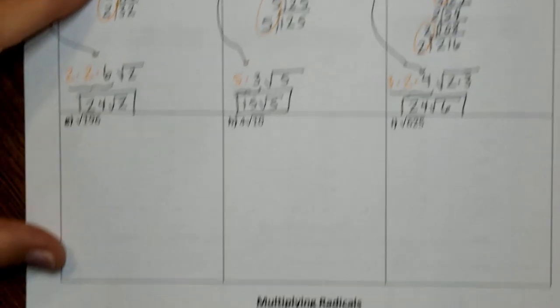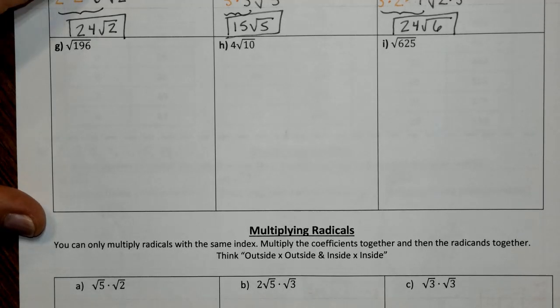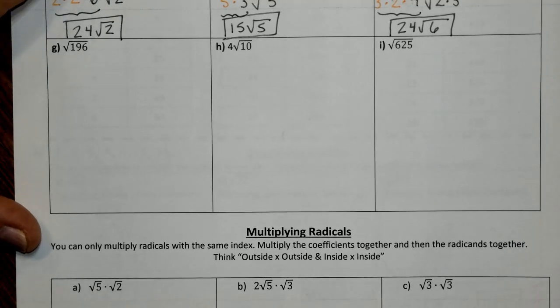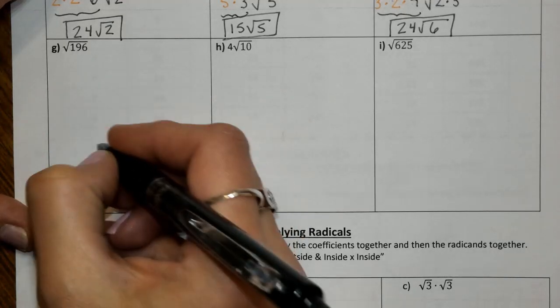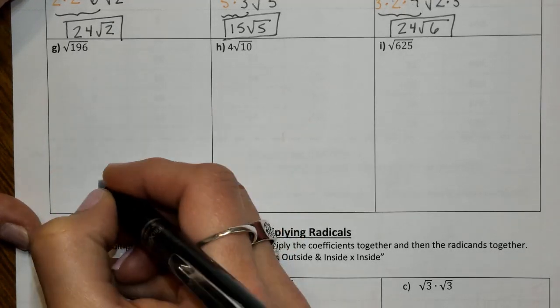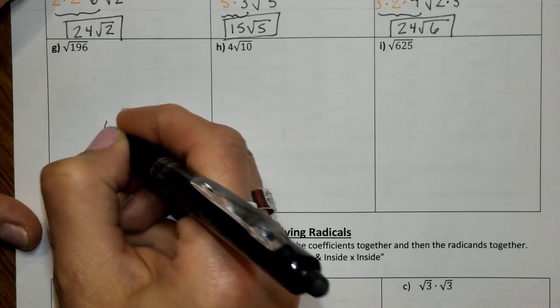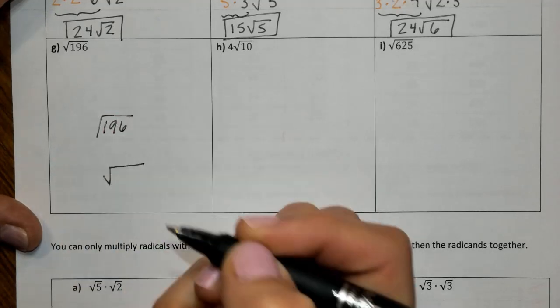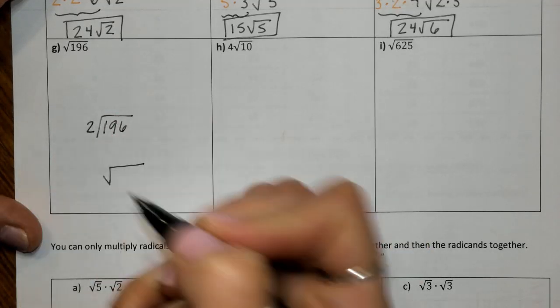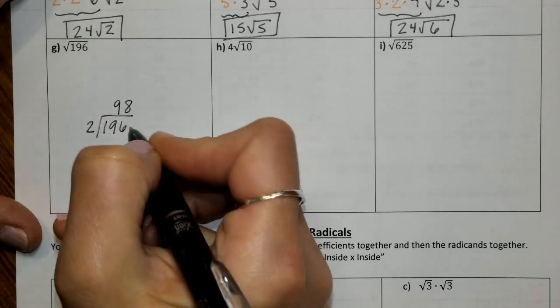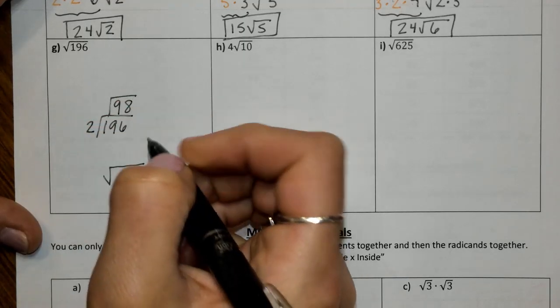Okay. All right, next, let's see what happens with G. There are no numbers outside, so we're going to just jump straight to building our tower. I'm going to go ahead and put my radical house down here. Here we're going to take 196. Again, starting with the smallest prime number of 2, we're going to get 98. Keep dividing by 2 until we can't anymore.